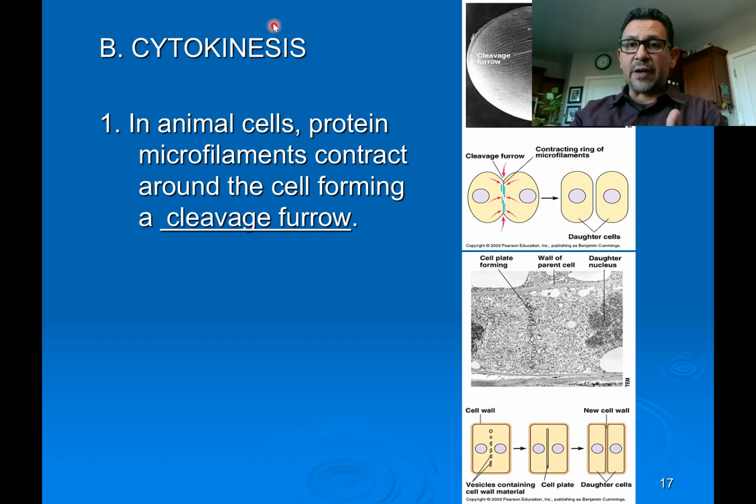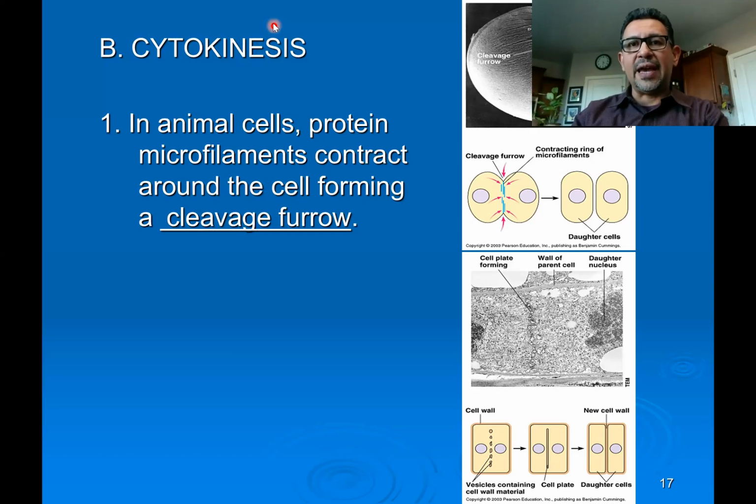There are going to be differences in how cytokinesis happens in animal cells and also in plant cells. And the reason for these differences is going to be largely depending on what is surrounding, what is covering the outside of the cell. In the case of animal cells, there's going to be only a soft and flexible plasma membrane.